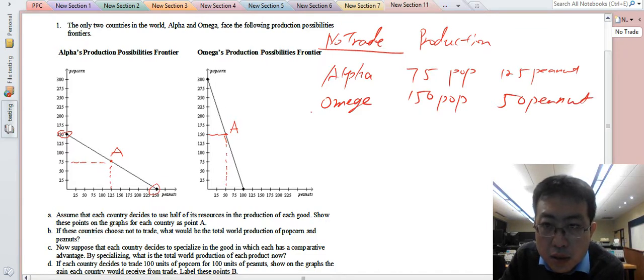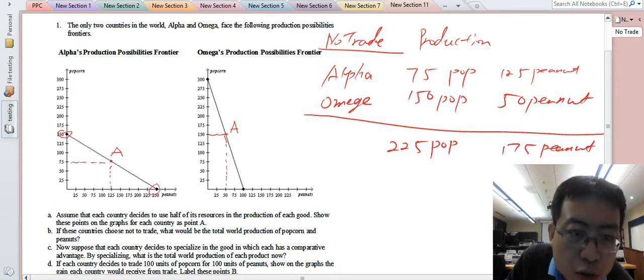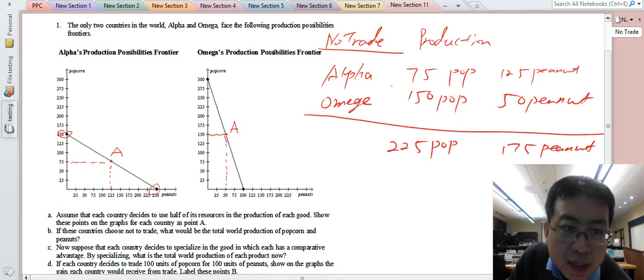So in total there will be about 225 popcorn between 2 countries and then 175 peanuts between 2 countries. So that's the answer for part B. So if both countries choose not to trade, in total between 2 countries, we're going to have 225 popcorn and 175 peanuts. Now part C.